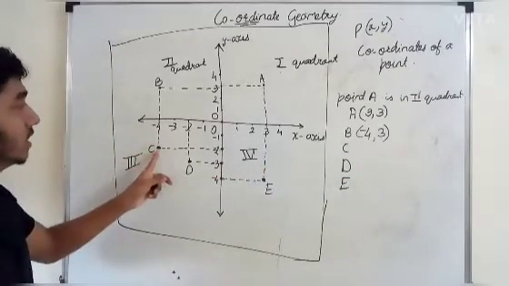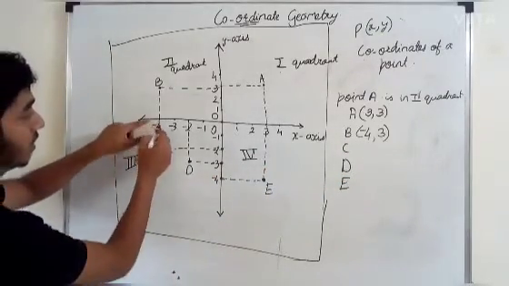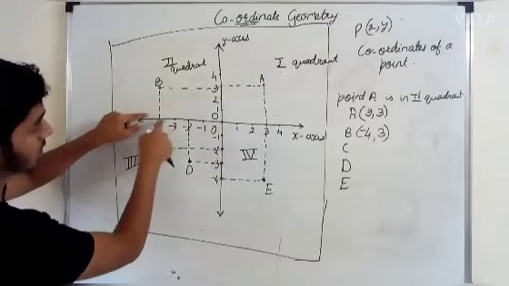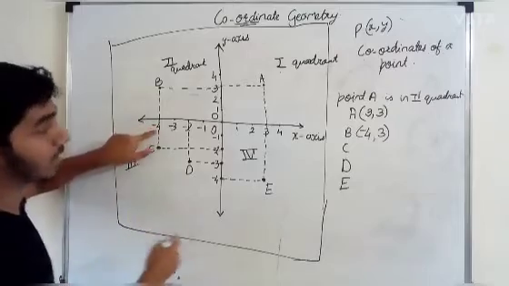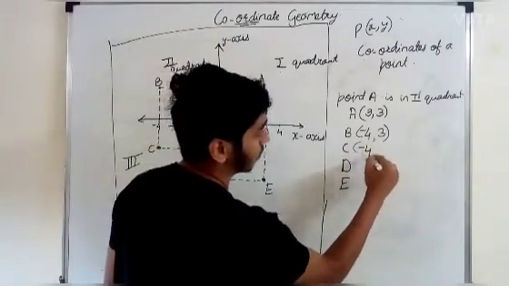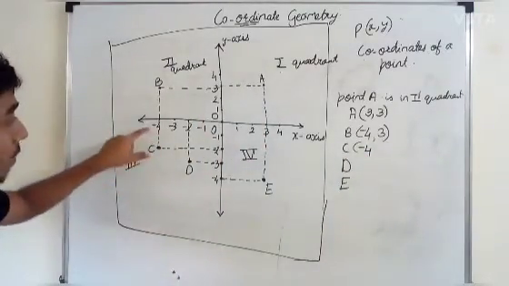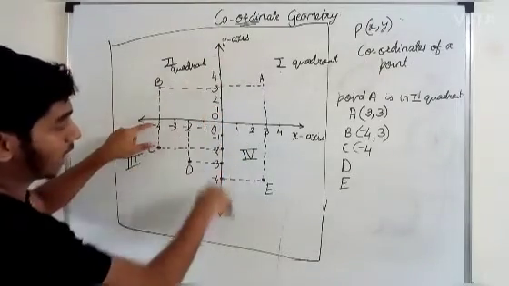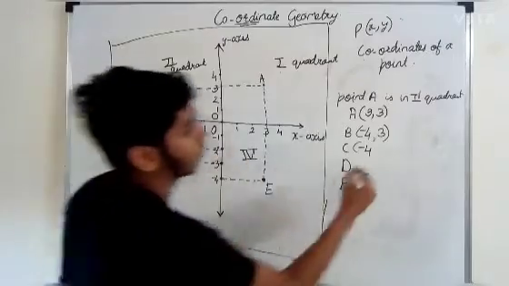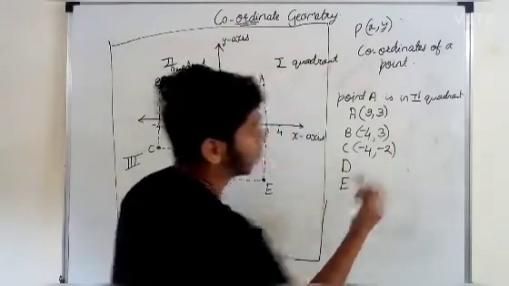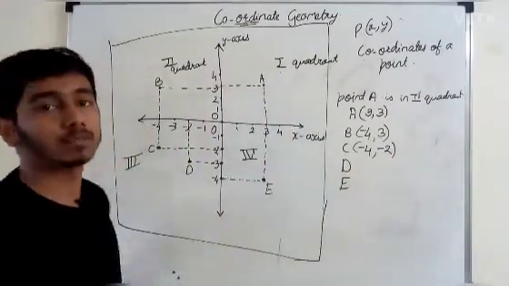Now let's find point C. If you see from x, it is touching this point C. If I extend on x, it will touch on -4. So this is again -4. Correct? But if you see on the y-axis, it touches at -2. If you extend, see. So -2, that is -4 comma -2.